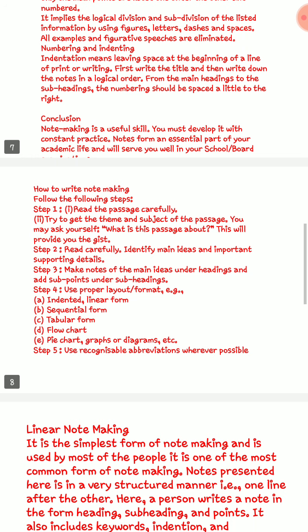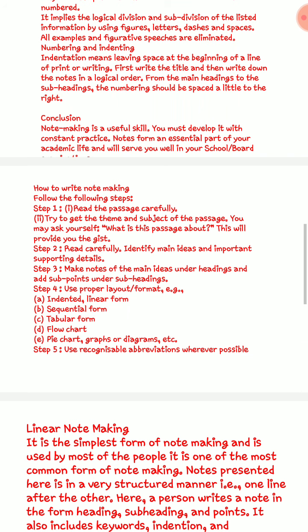All examples and figurative speeches are to be eliminated, but numbering and indentation are a must. Now, what is indentation? I told you about it, numbering and syntax. Now what exactly is indentation? Indentation actually means leaving space at the beginning of a line of print or writing.